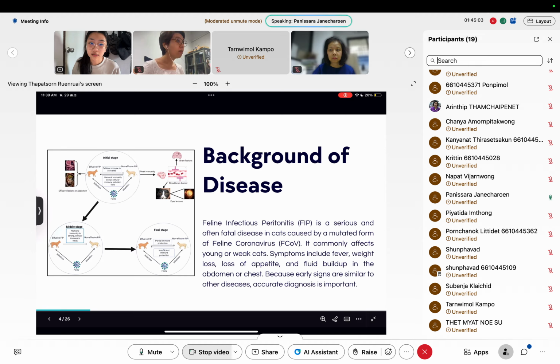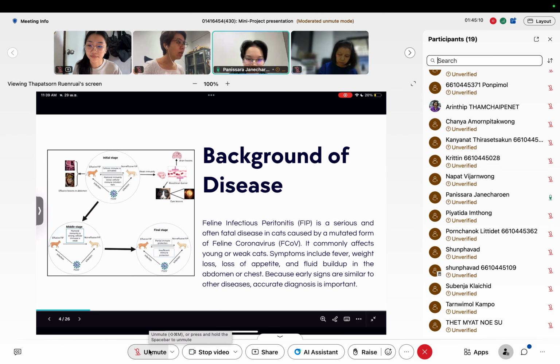For the background of feline FIP: it is a serious and often fatal disease in cats caused by a mutation of the feline coronavirus. It commonly affects young or weak cats. Symptoms include fever, weight loss, loss of appetite, and fluid buildup in the abdomen or chest. Because early signs are similar to other diseases, accurate diagnosis is important.